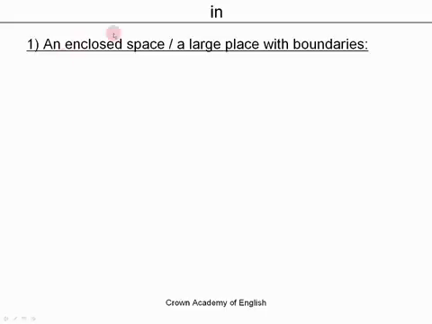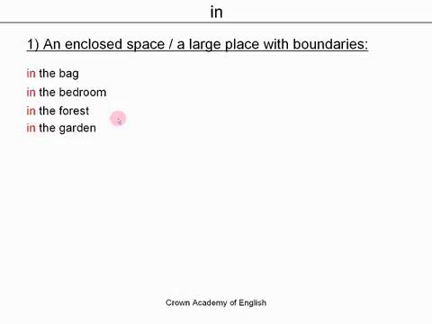And now let's look at the word in. So in we use for an enclosed space or a large place which has boundaries around it. Example, in the bag, in the bedroom. We can say the bed is in the bedroom. In the forest. So this forest is a place which has boundaries. So David is playing in the forest.